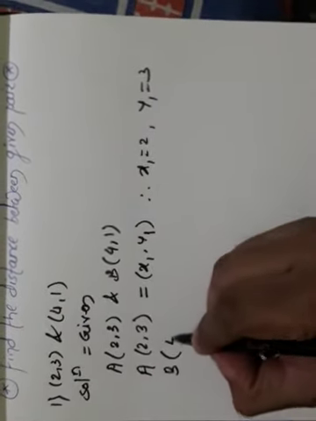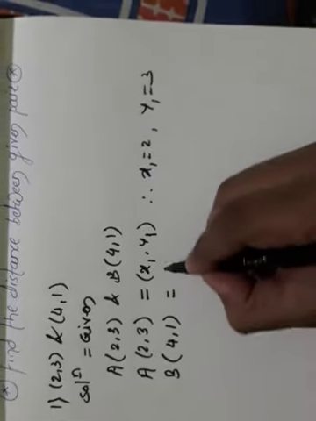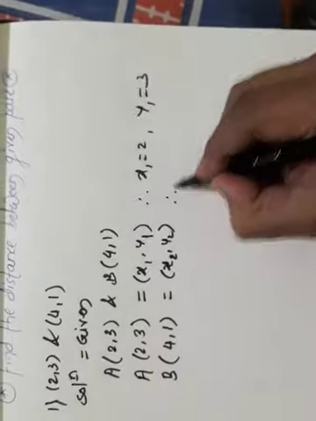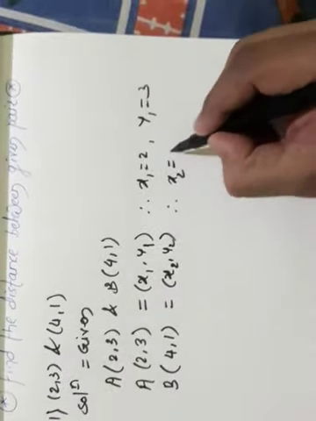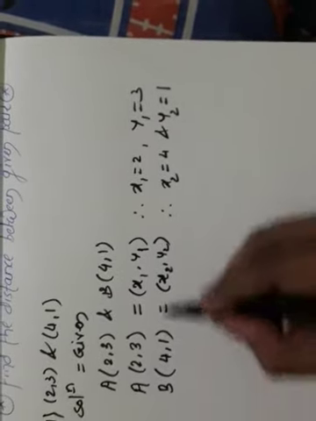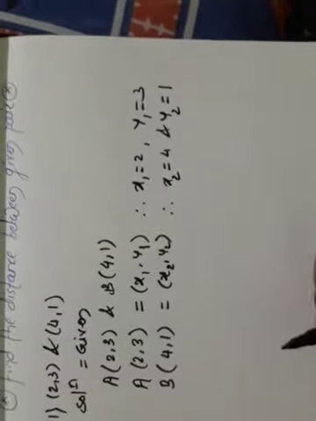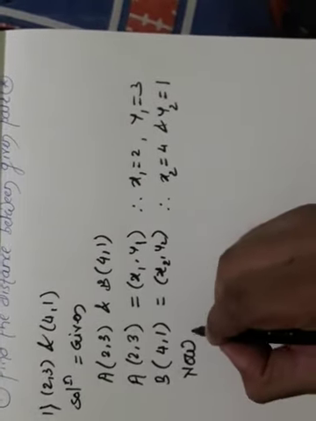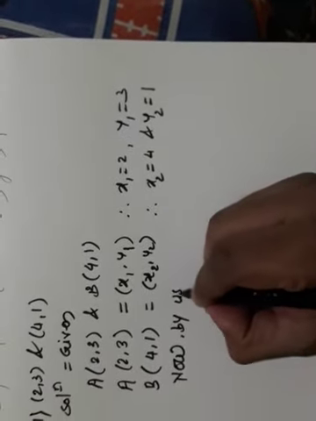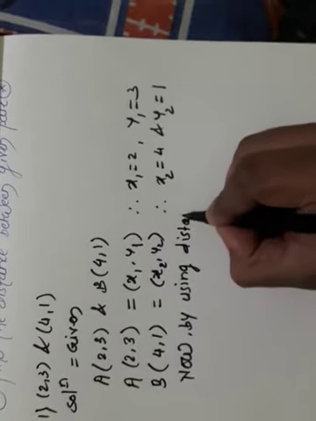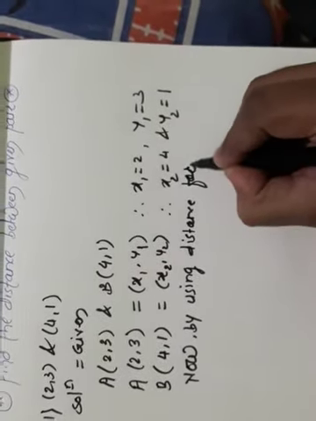B, what is given, 4 1, you have to consider as x2 y2. Then by using that, write the value of x2 is equal to 4 and y2 is equal to 1. Understood? This is the value of x2 and this is the value of y2. Now we want to find the distance between A and B. Now by using which formula? The distance formula.